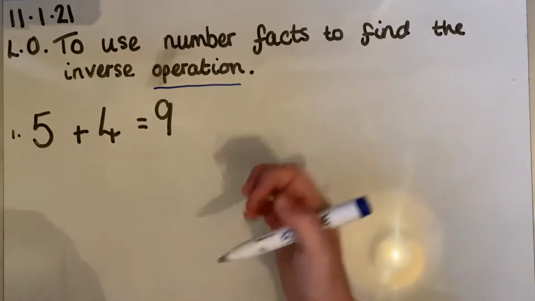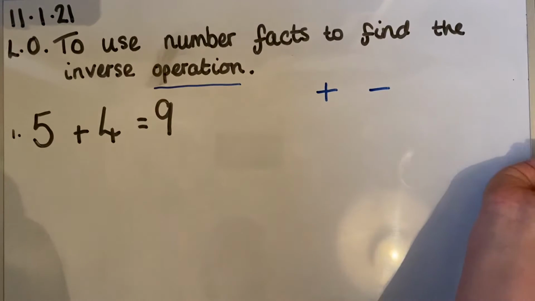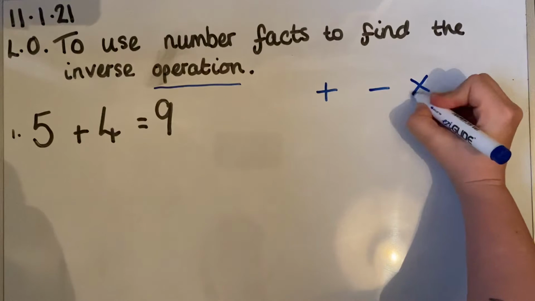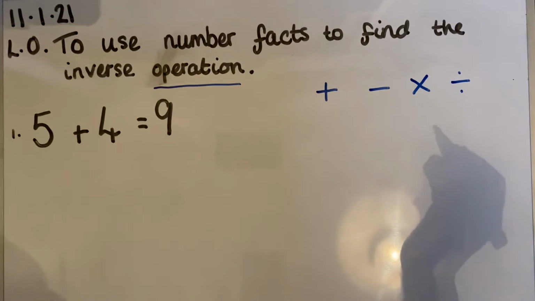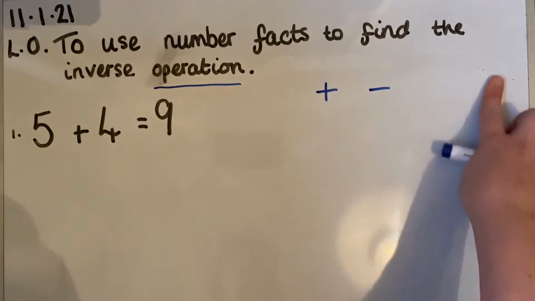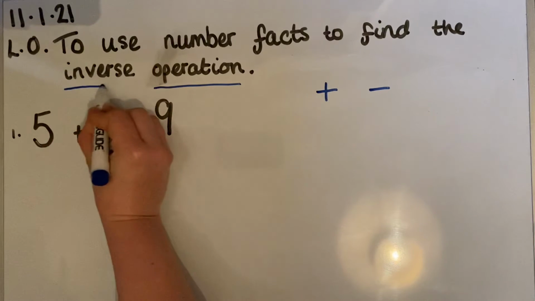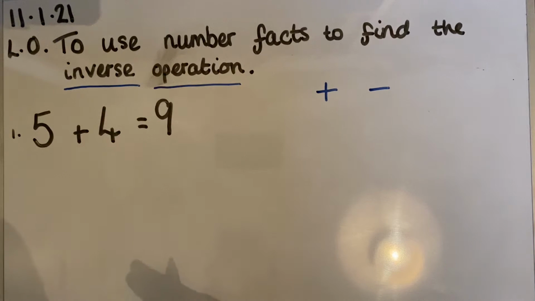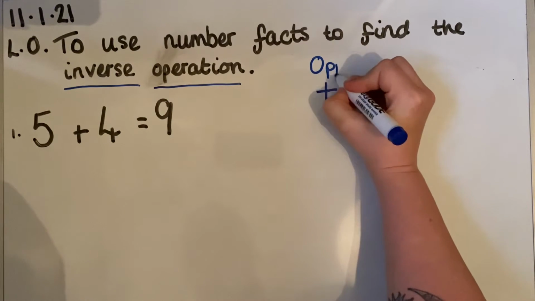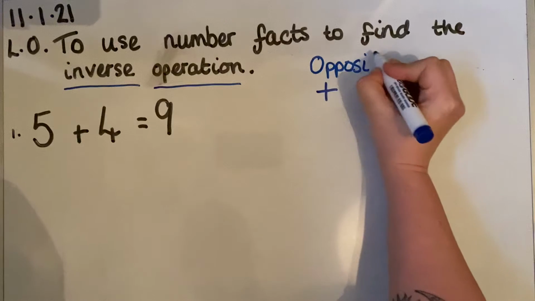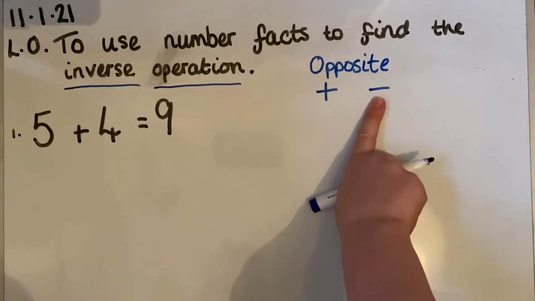Now there's four different types of operations. We've got adding, we've got taking away, we've got multiplying or timesing, and we've got dividing. But for today, we're just going to be focusing on adding and taking away. Now, the inverse operation means the opposite, okay? So the opposite of what you are doing. And the opposite to adding is taking away.